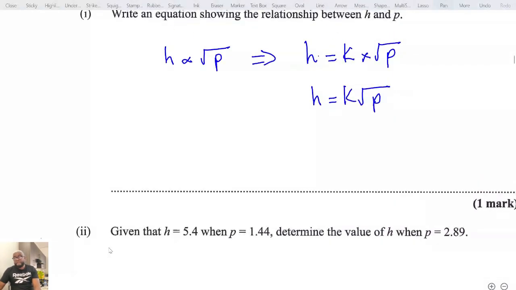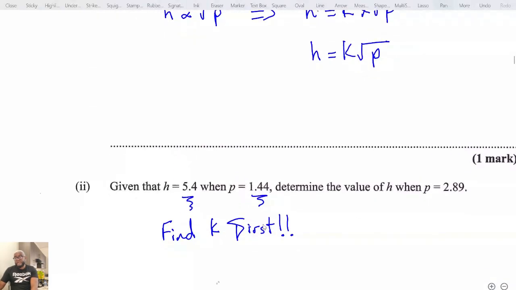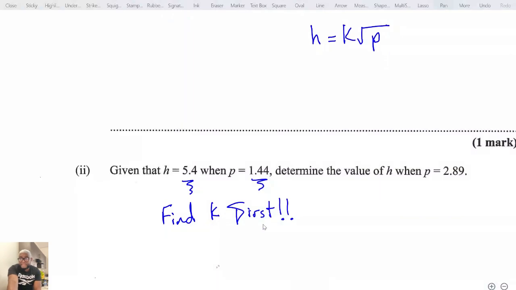Now look at the first part of this question. Given that H is equal to 5.4 and P is equal to 1.44, determine the value of H when P is 2.89. What you must do is find K first. So we have H, we have P. Let's substitute it into the equation above.